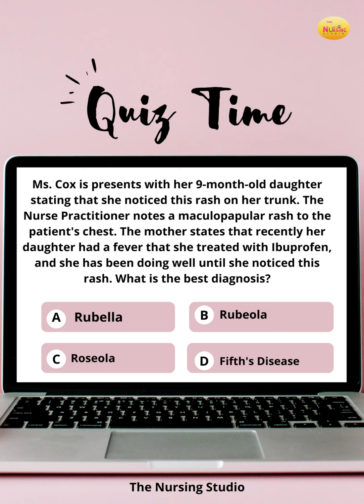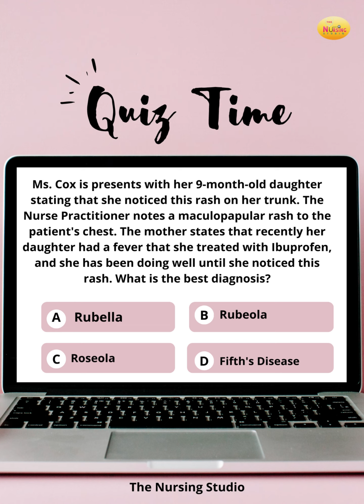All right, again, this stem of the question is asking what is the best diagnosis. So let's look at how the person is presenting. So this is a 9-month-old little girl, has a rash on the trunk noticed by the mother. The mother said that she had a high fever, has been doing well other than this rash. The nurse practitioner looks at the patient, does note a macular papular rash to the trunk region. So here, this is classic for roseola. Roseola, patients will present and is more commonly on the trunk with that macular papular rash.